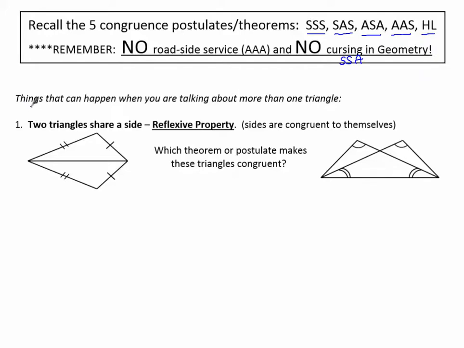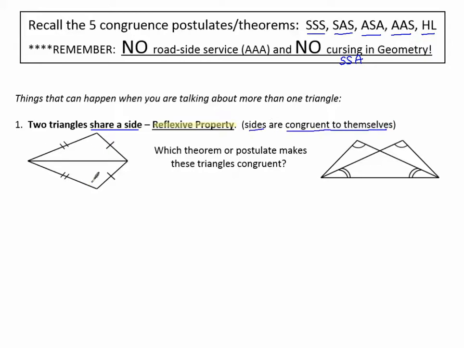So here are some things to look out for that can happen when you're talking about more than one triangle. A lot of times triangles aren't drawn separately, but they're drawn connected, like in these pictures. One thing you'll see sometimes is that two triangles share a side. That is the reflexive property. Remember that sides are congruent to themselves.